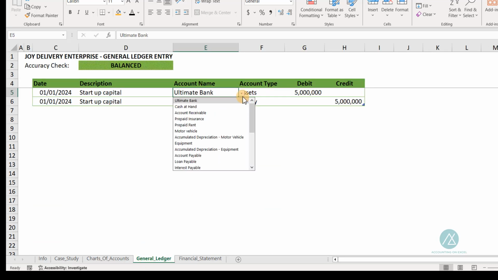Immediately you click on the drop down list, you can pick the account that is going to be affected. So first of all, we paid money into the Ultimate Bank. The Ultimate Bank is the official bank for Joy Delivery Enterprise.